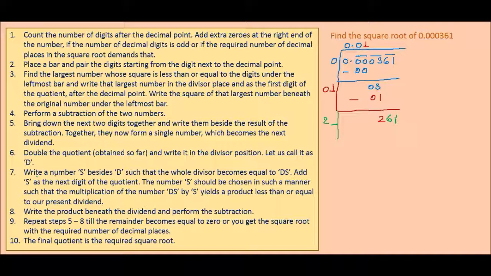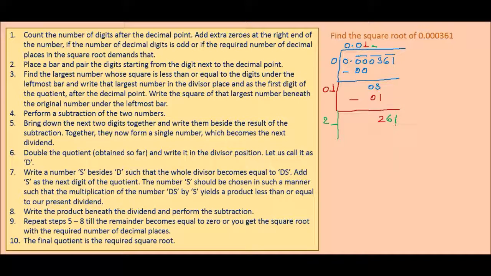Rule number 7: Write a number S beside D such that the whole divisor becomes equal to DS. Add S as the next digit of the quotient. We have to add S over here as well. The number S should be chosen such that the multiplication of the number DS by S yields a product less than or equal to our present dividend.